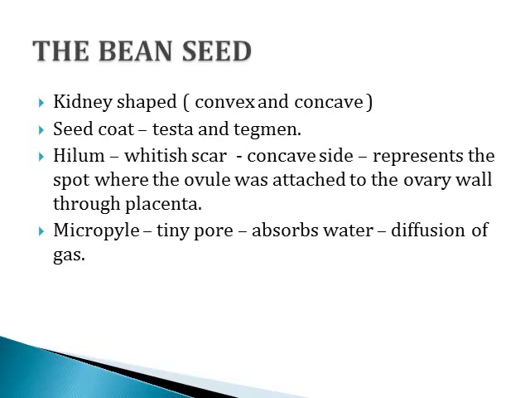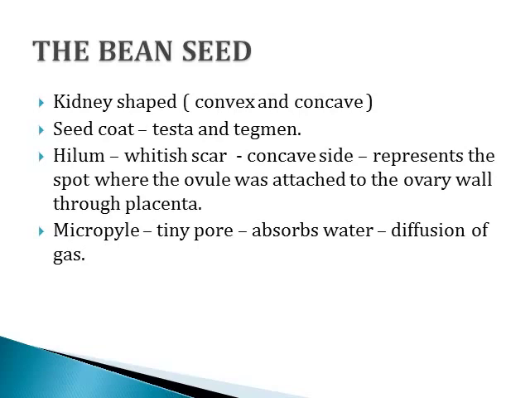Next is the hilum. It is a whitish oval scar which is present on the concave side of the bean seed. If you take the bean seed, in the middle you can see a small concave oval, and that is called a scar. It represents the spot where the ovule was attached to the ovary wall through the placenta. When we studied the parts of the flower, we studied the placenta. What is the placenta? Where the ovule attaches to the wall of the ovary. So where that ovule is attached, that point is called the hilum, which is a whitish oval scar.